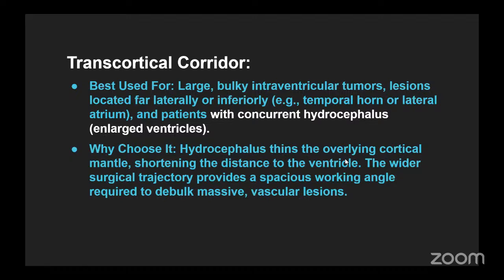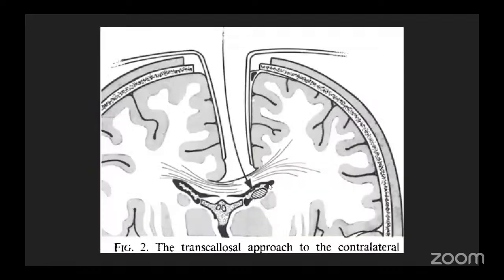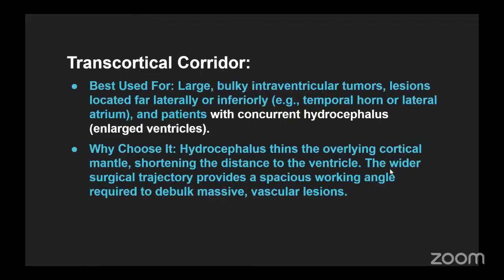When do we use transcortical corridor? Take a look at this lesion. This is small. If this was huge, for example, I'm sure you all would have seen the cases of choroid plexus carcinoma or papilloma. You know how big they tend to get.